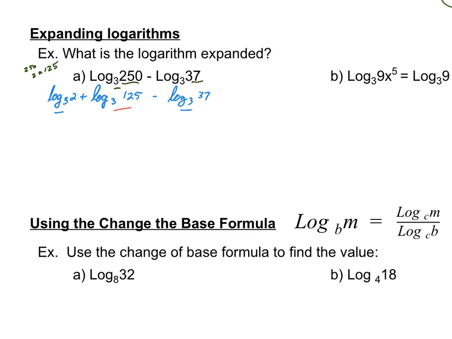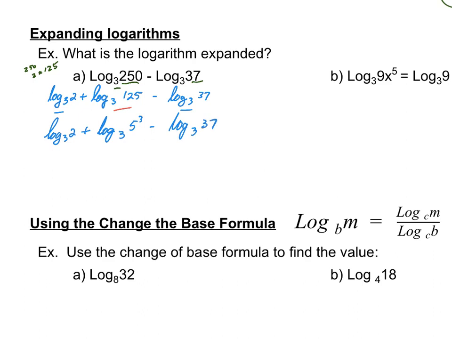Well, using some properties, I know that 125 is going to be the same thing as 5 cubed. So what I can do is I have the log base 3 of 2 plus the log base 3 of 5 to the third minus the log base 3 of 37. And so I'm getting close.